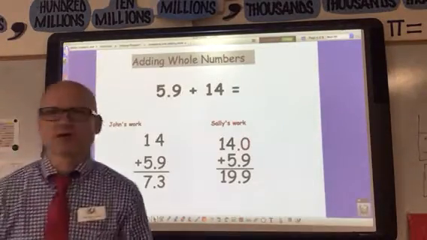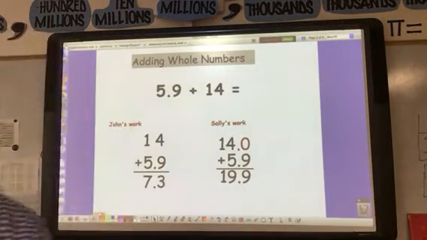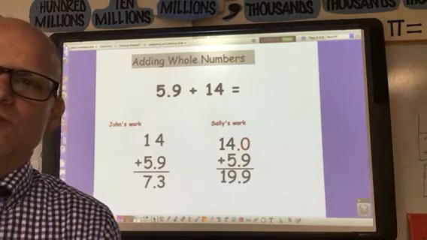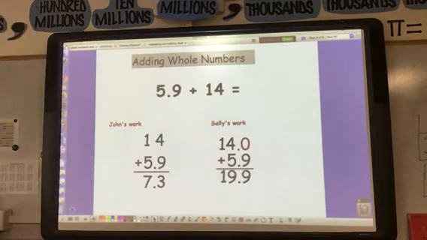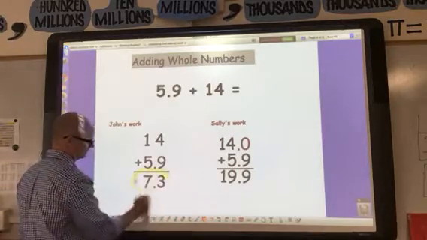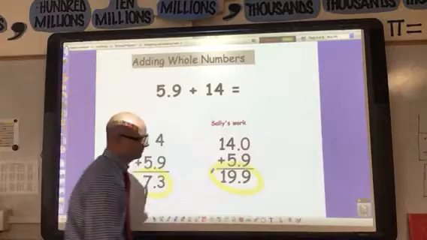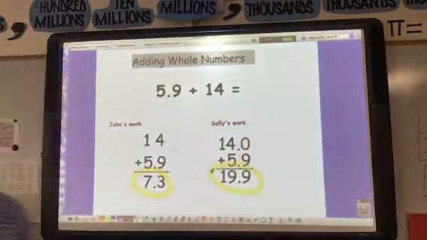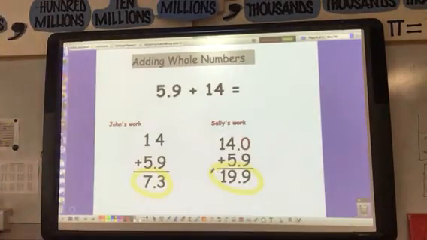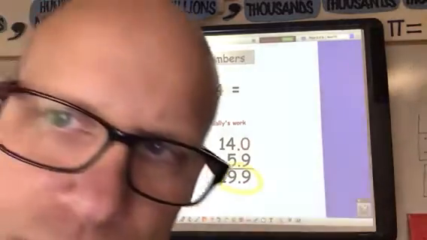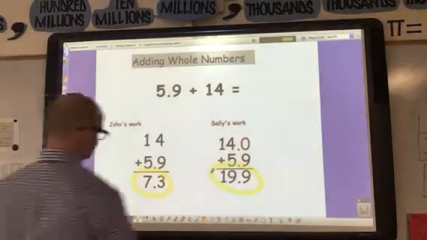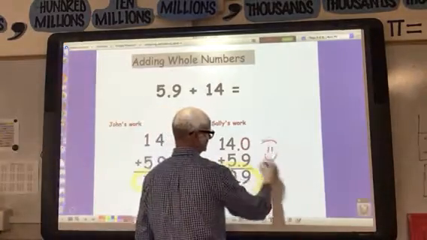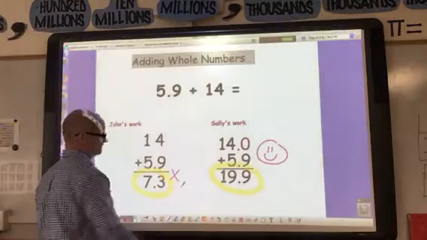Hey, let's look at this problem. If I gave you this problem, 5.9 plus 14, which one do you think is correct? Which sum? Do you think it would be John's answer, which is here, or Sally's sum, which is here? Which one? Shout it out loud. You think the answer is? Hello? Did you say Sally's? Because that is correct. This is incorrect.